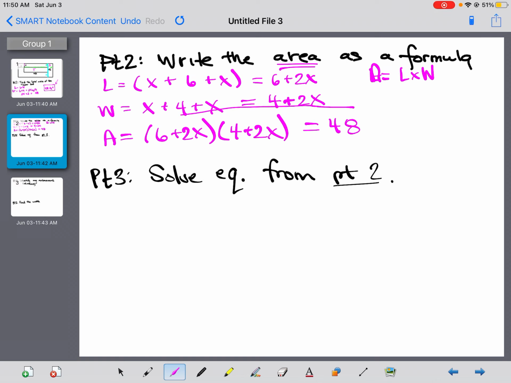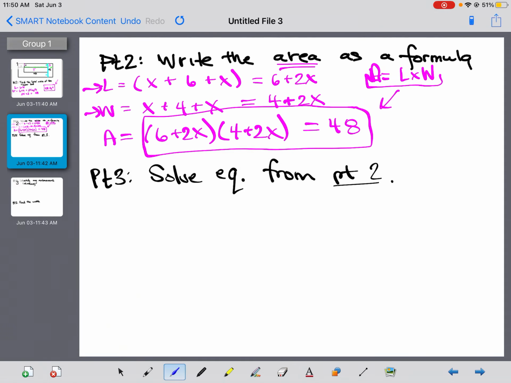So this is all I need to do for part 2, as part 2 is just asking me to write the area formula. So again, area of a rectangle is length times width. We found the length, we found the width, and then we just plugged them in. Okay, so it's 6 plus 2x times 4 plus 2x equals 48. So part 3 is where it can get a lot of people because this is where we have to solve it.